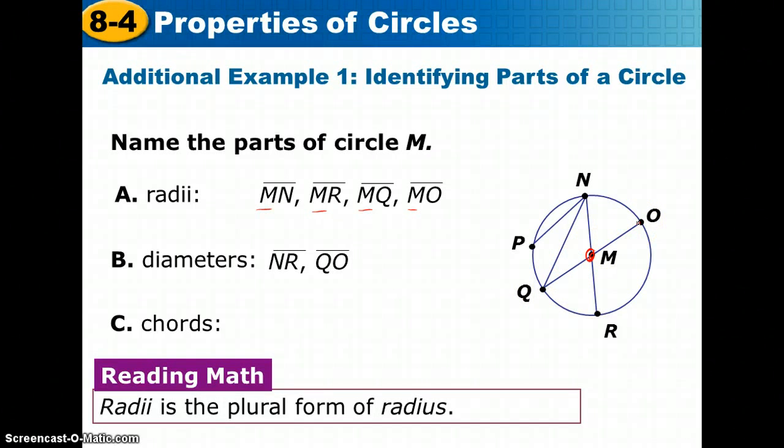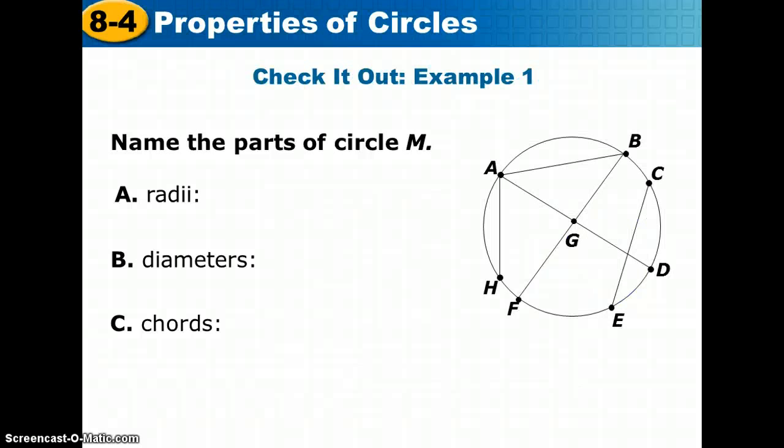Now chords are tricky. If the definition is from endpoint and then to another endpoint, in actuality, diameters are chords besides the ones that slice into the circle. So there are 4 chords because you must include the diameter. So pause this and see if you can name the radii, diameters, and chords.